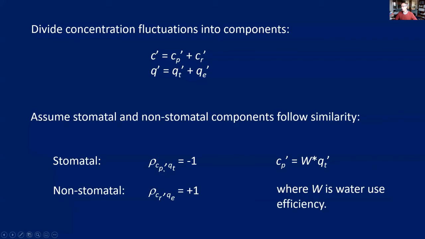The correlation coefficient between the stomatal exchange should be perfectly negative. And the correlation coefficient between the non-stomatal exchange should be perfectly positive because they're both sources to the atmosphere. And then fluctuations caused by photosynthesis would scale to fluctuations caused by water vapor through the water use efficiency.